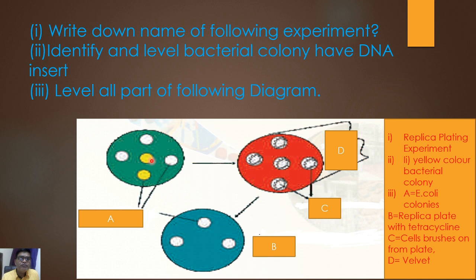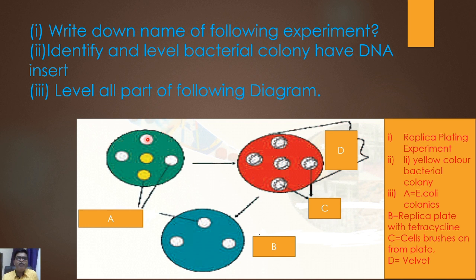If you observe the difference in the color of the bacterial colonies, one is yellow color and one is white color. The yellow color colony indicates the DNA insert has been transferred inside the plasmid of bacterial cells. But in case of a white colony, you cannot observe the foreign DNA insert.